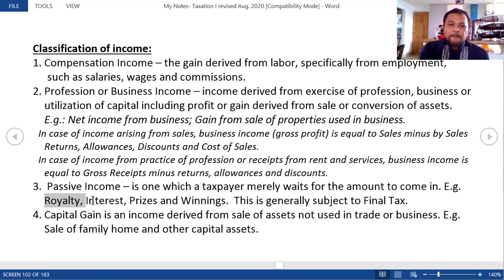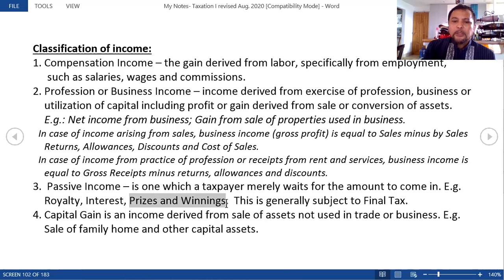Then interest. If you have money in the bank, you earn interest. If you have invested in bonds, coupons, then interest. Then prizes and winnings. If you bet in the lottery, it is now subjected to a final tax of 20%. Before it was not, but under the TRAIN law, it is now subject to tax, and that is 20%.